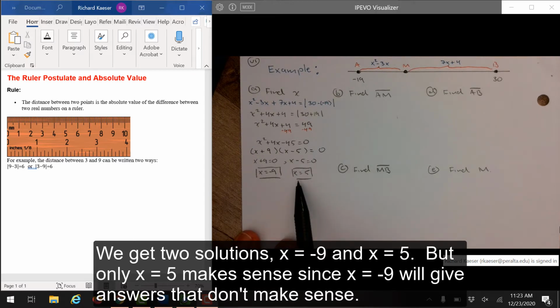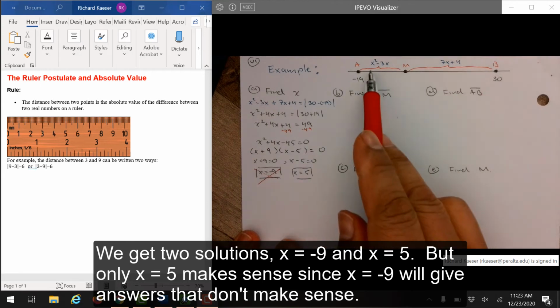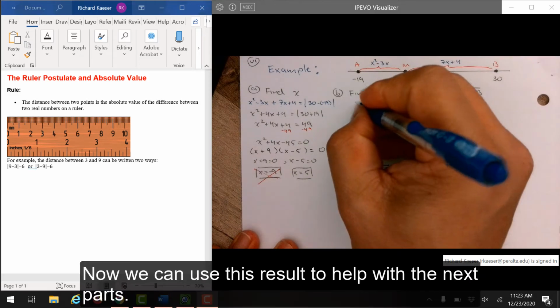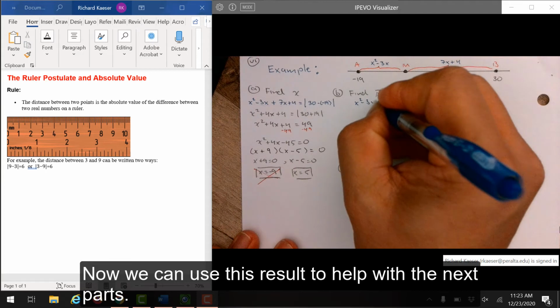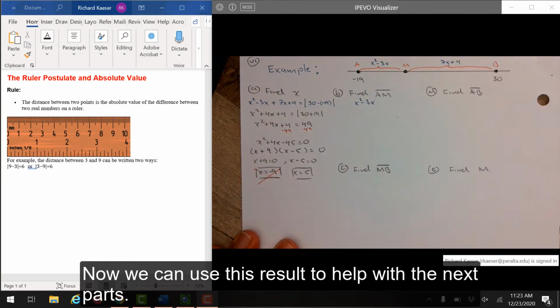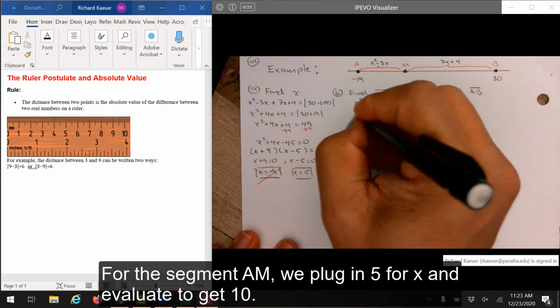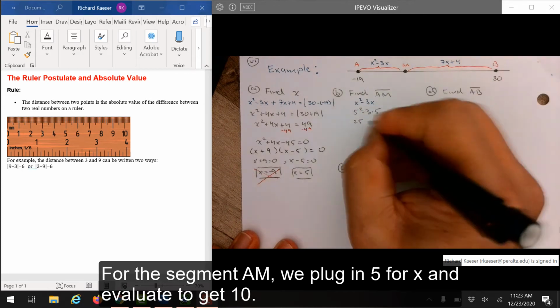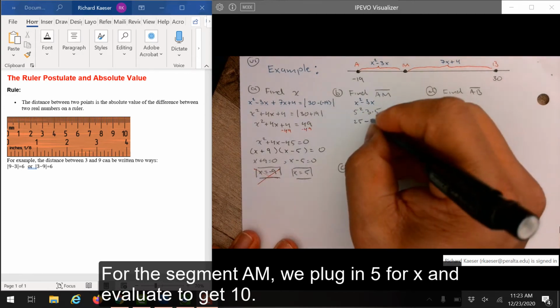We get two solutions, x equals negative 9 and x equals 5. But only x equals 5 makes sense, since x equals negative 9 will give answers that don't make sense. Now we can use this result to help with the next parts. For the segment AM, we plug in 5 for x and evaluate to get 10.